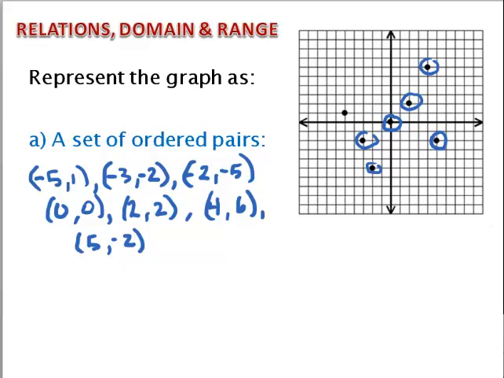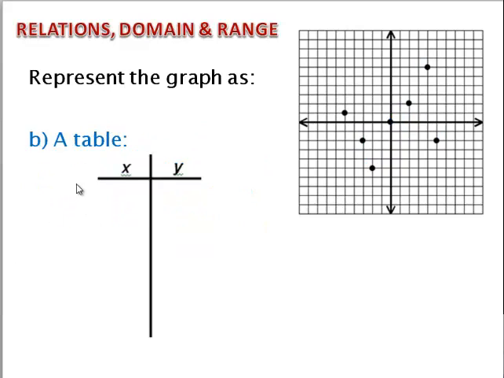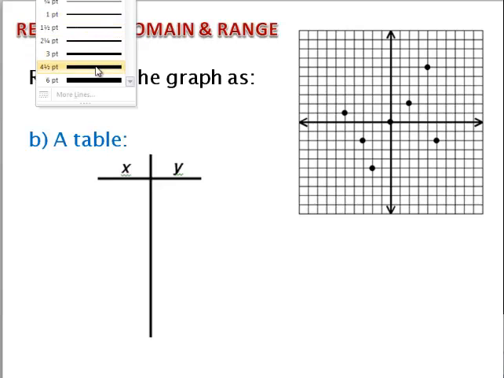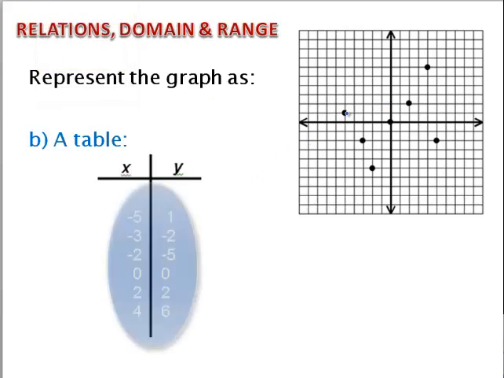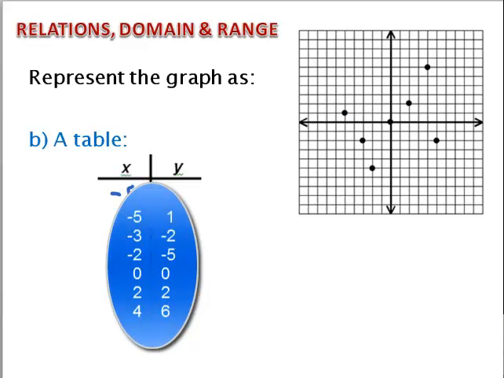Alright, the next thing we're going to do is write these into a table. In the table, we're going to put all of the X coordinates in the left-hand column, all of the Y coordinates in the right-hand column. Okay, so this one, if you remember, was negative 5, 1. So we'll just go negative 5, 1. This one was negative 3, negative 2. Then negative 2, negative 5. Then 0, 0. Then I had 2, 2. Then I had 4, 6. And then we had 5, negative 2.